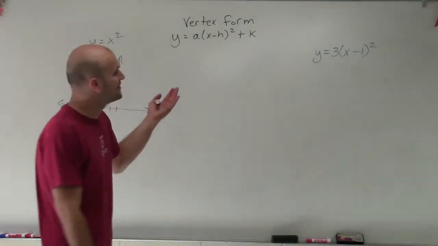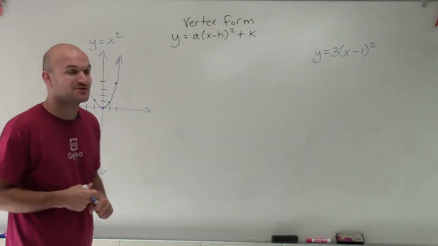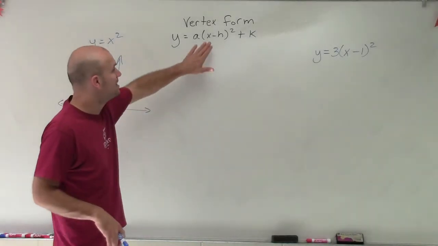Okay, so what I have here is y equals 3 times (x minus 1) squared. And what I'm going to do is show you how to graph that by using vertex form.